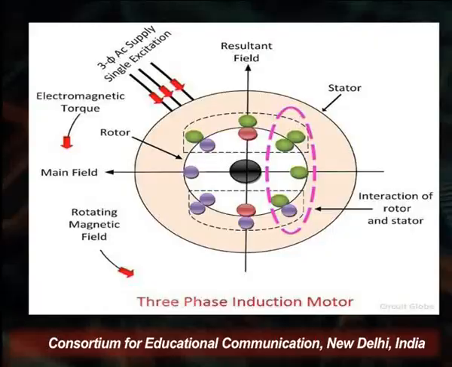Here you see in the diagram that this is the induction motor. You see that outside we have the stator, the rotor is inside, and the air gap is in between. Electromagnetic torque is produced here and the rotating magnetic field is there. This is a three-phase induction motor, and here the AC power supply is for the excitation, and the interaction of the rotor and stator takes place in this part, as we see on the right hand side.